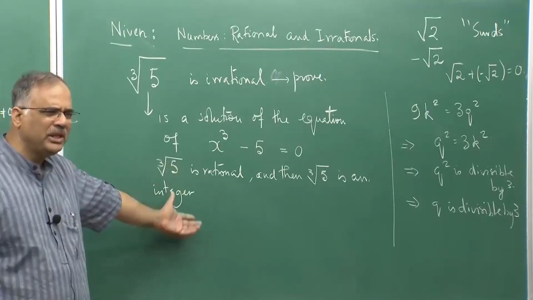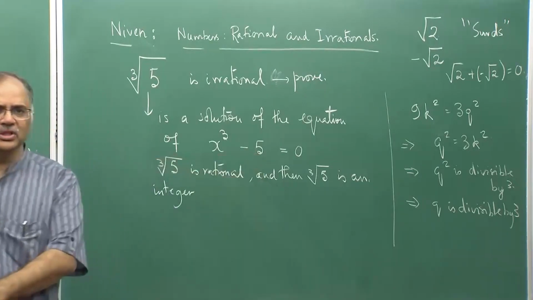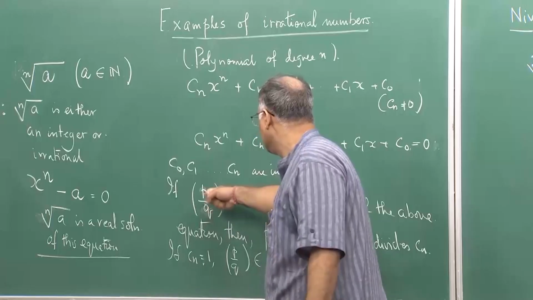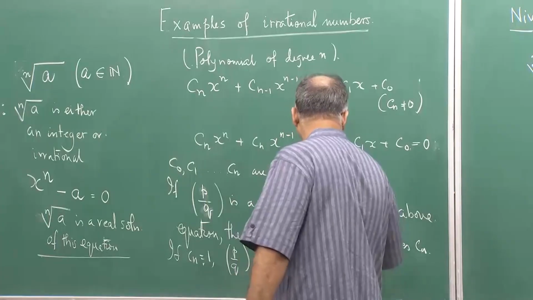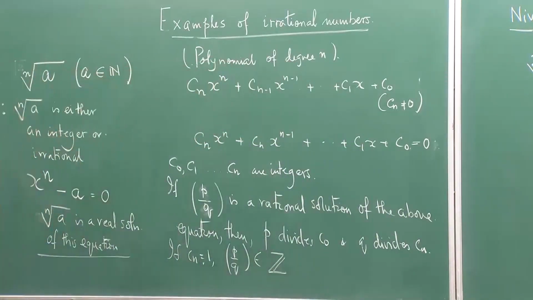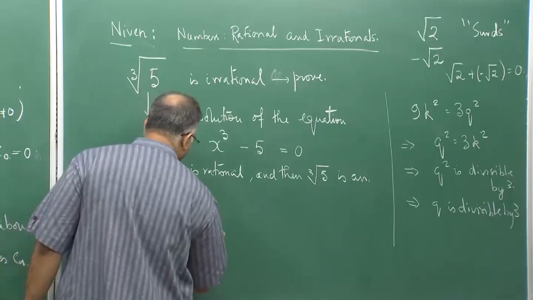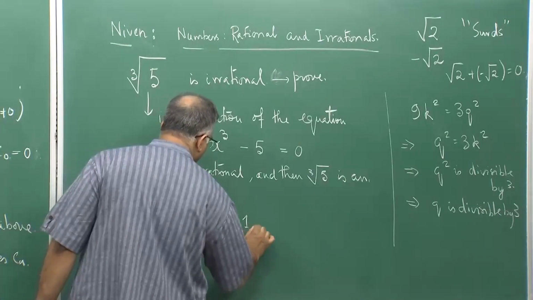Then what could be the integers? That integer now should divide C0, which is 5, because P is dividing C0 and Q is dividing Cn. See how beautiful mathematics is. And then you know the only chances here are 5, minus 5, 1 and minus 1.